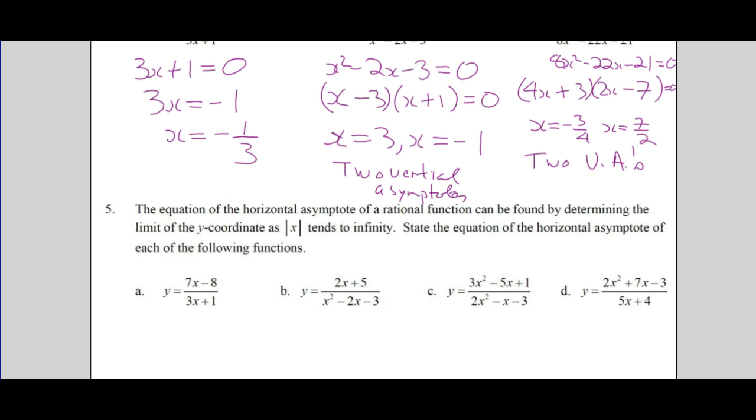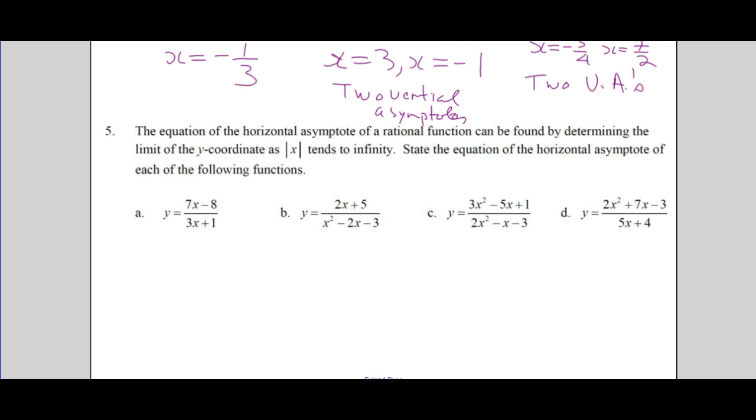The horizontal asymptote of a rational function can be found by determining the limit of the y-coordinate as x tends to infinity, or absolute value of x. So if x gets really large, so if x is 1 million, what are you going to have? 7 million minus 8 over 3 million plus 1. The minus 8 and plus 1 really don't enter into it at that point, right? So it's really just 7 over 3. So if your x value gets large enough, your y value is just going to become 7 over 3, right? Minus 8 and plus 1 don't do much when it's 7 billion and 3 billion, right?